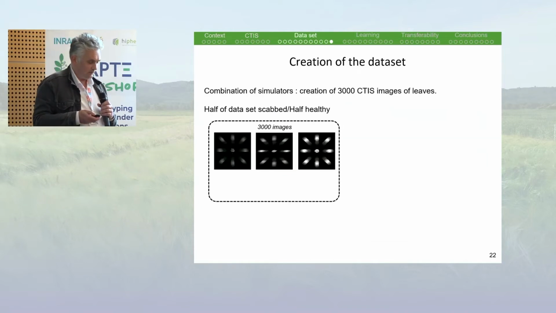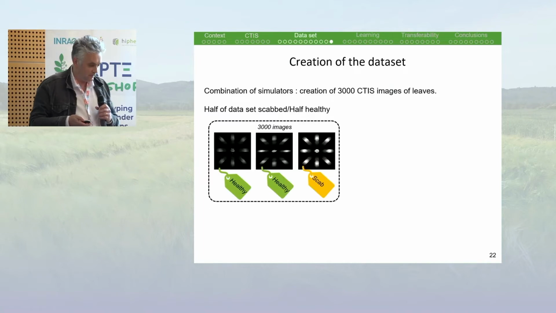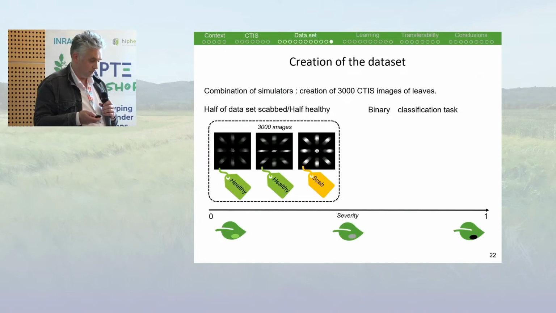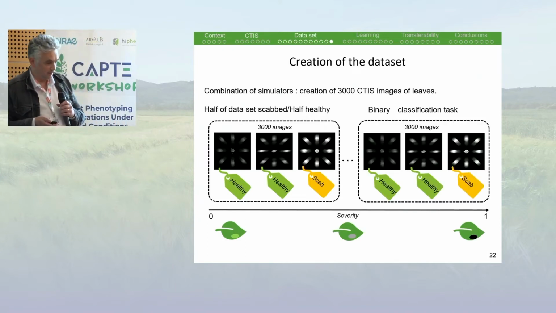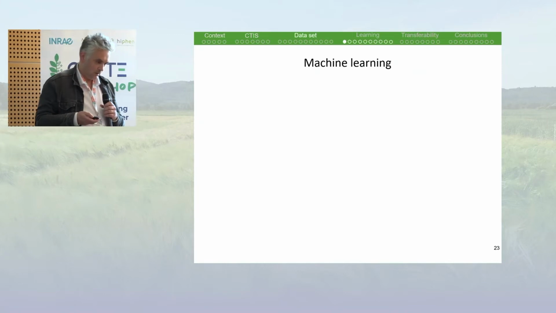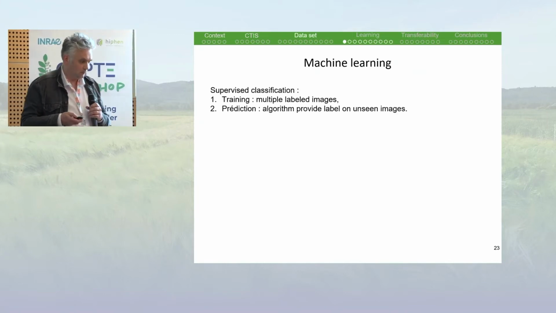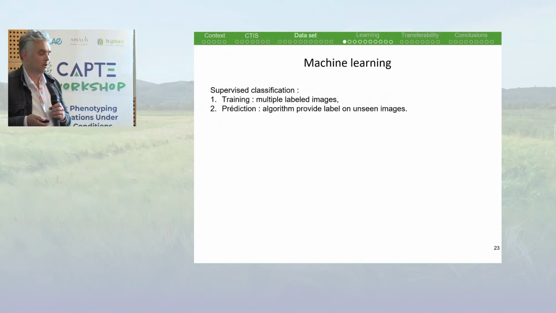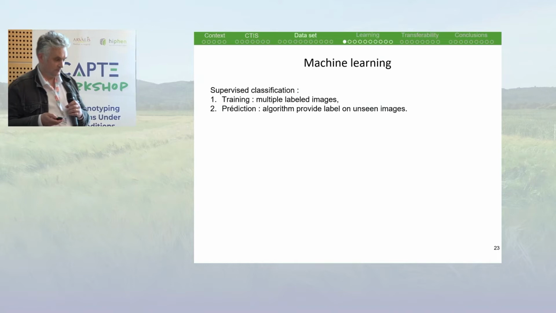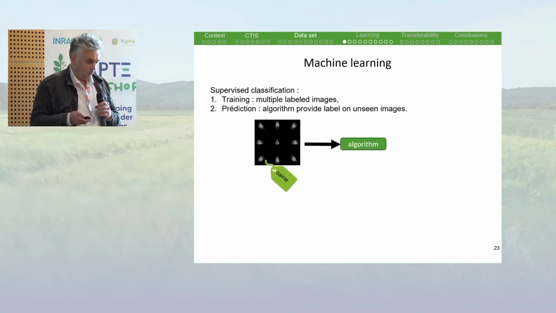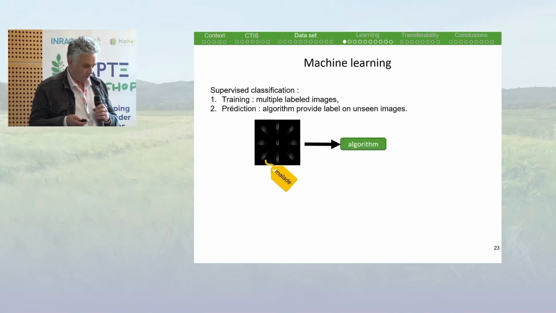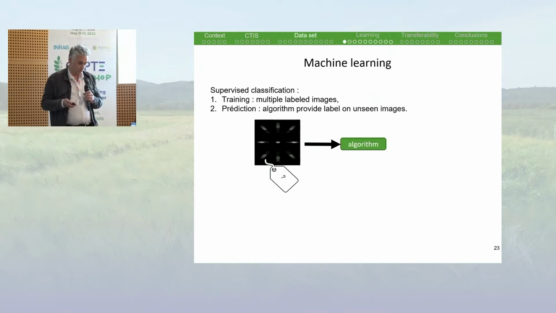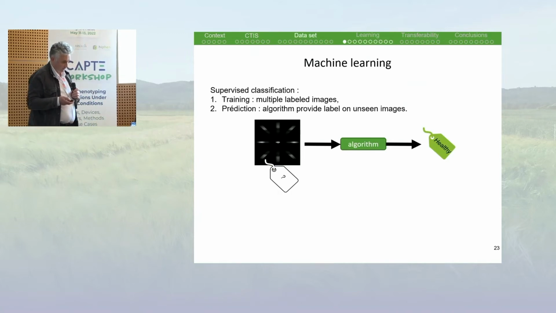Okay, so now we have our data set with healthy and scabbed. And we have a binary classification in the end that we reproduce on several severity levels of the disease. Then we come to the machine learning part, where we'll do supervised machine learning, similarly to the talk of Tony previously in the afternoon session. We feed it healthy, unhealthy, healthy, unhealthy, and after the algorithm is trained, we want to predict some unknown label on these images.